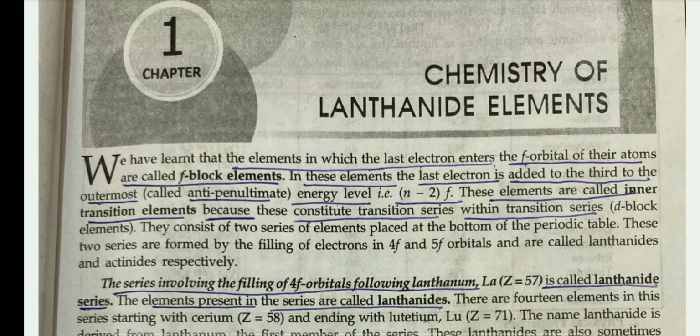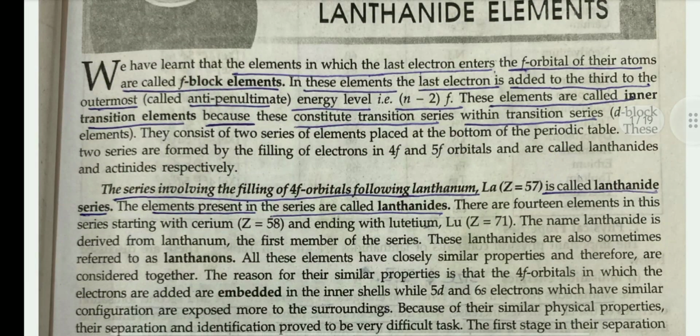Hello friends, today we will read about the chemistry of lanthanoid elements from the modern publications. We have learned that the elements in which the last electron enters the f orbital of their atoms are called f block elements. In these elements, the last electron is added to the third to outermost, called antepenultimate, energy level, that is (n-2)f. These elements are called inner transition elements because these constitute transition series within transition series d block elements.